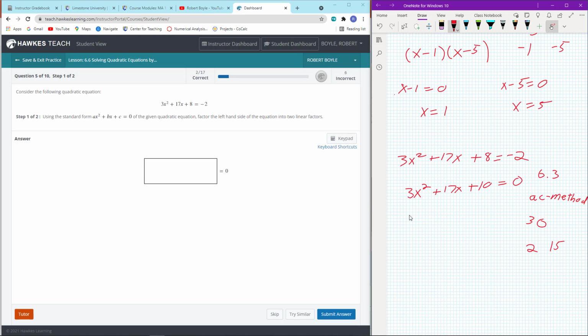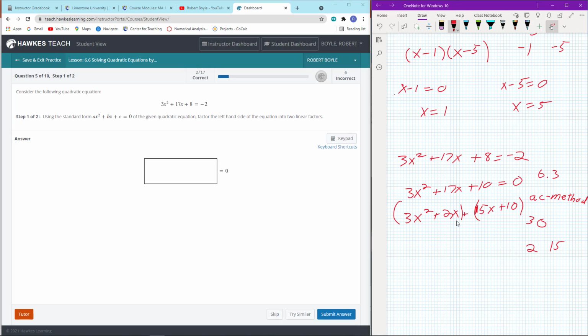So now I can write this as 3x squared plus 2x plus 15x plus 10. And now I can go ahead and factor this through grouping. I can make this one group, and then I can make this the other group.